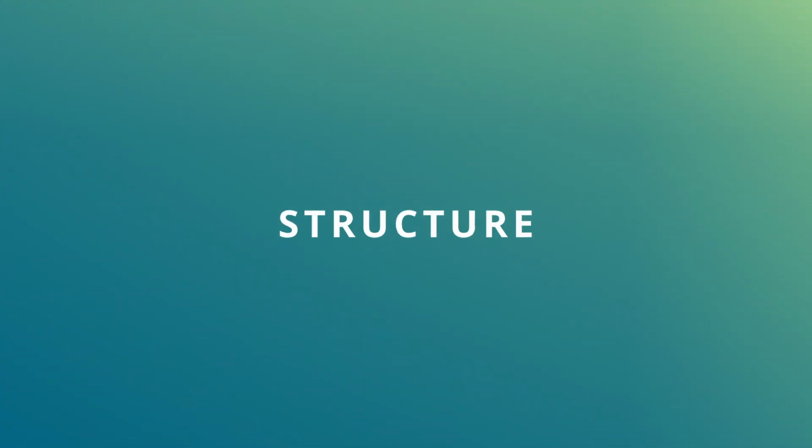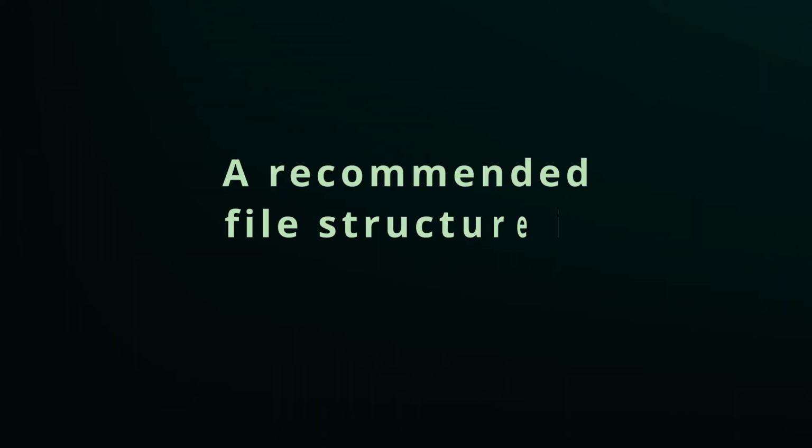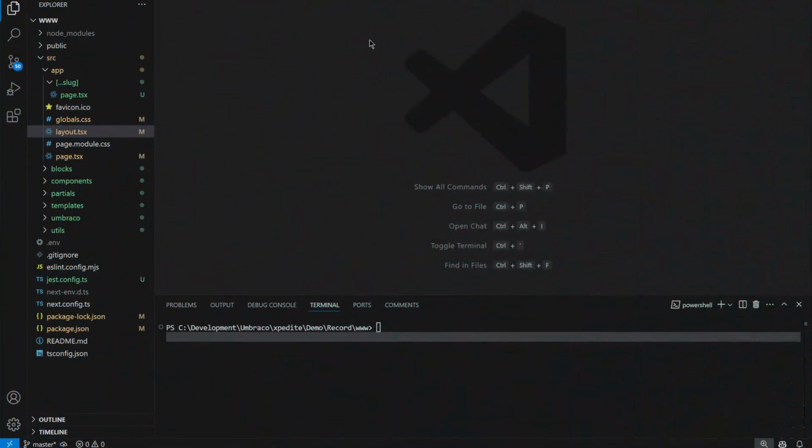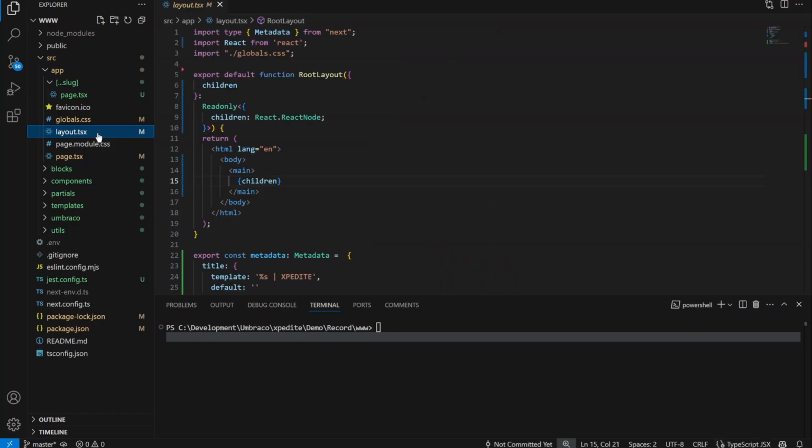Let's have a look at the structure of the project that is created. Some files are automatically installed by XPEDITE. First things first, in the app directory, you can see a layout.tsx file. This is the standard base file for a Next.js app.